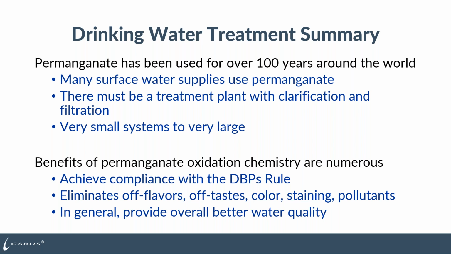Like I said, permanganate oxidation chemistry benefits are numerous. It helps you get in compliance with the disinfection byproduct rules. Because you're applying permanganate at the front of the plant, you can eliminate those flavor and taste compounds that can form from algae blooms. You can remove color from the water. You can remove iron and manganese. Overall, feeding permanganate at the front of the plant provides better water quality at the back of the plant going out the door to your consumer.